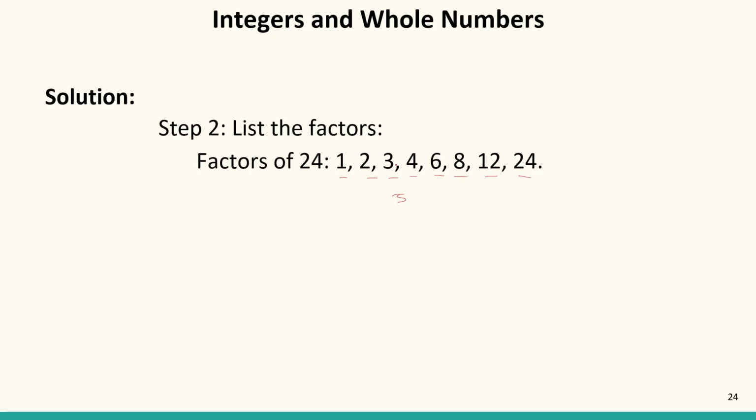5 is not here because if we divide 24 by 5, there will be a remainder of 4. And if we divide by 7, then we'll be left with 3. So these remainders are not equal to 0. That is why these are not the factors of 24. So this is how we can see that 1, 2, 3, 4, 6, 8, 12, and 24 are factors of 24. You can see that 4 leaves 0 remainder, 6 leaves 0 remainder, 8 leaves 0 as remainder, 12 leaves 0 as remainder, and 24 also leaves 0 as remainder. So these are the factors.